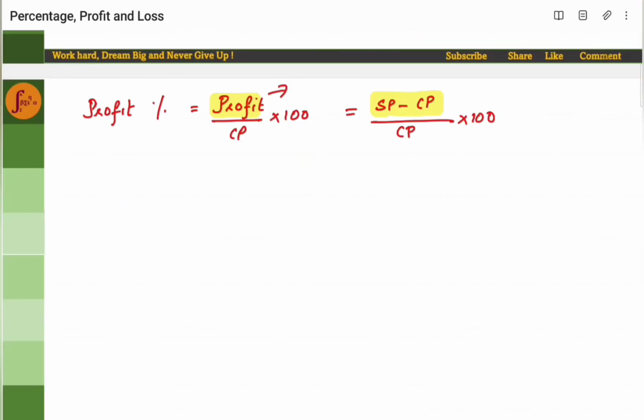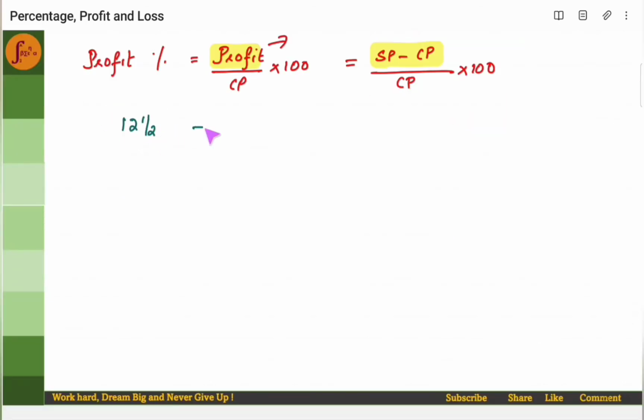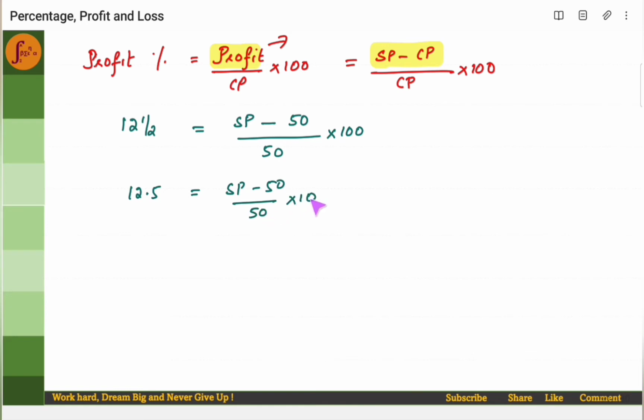Profit percent is 12.5%. Selling price, we need to find out. Cost price is 50 rupees. So 12.5 is nothing but (SP minus 50) by 50 into 100.